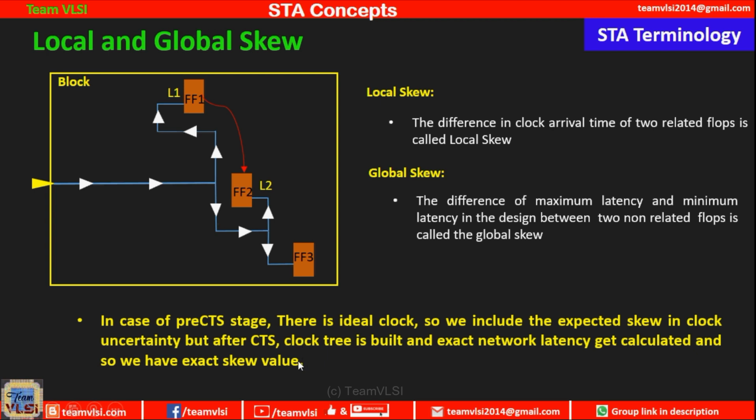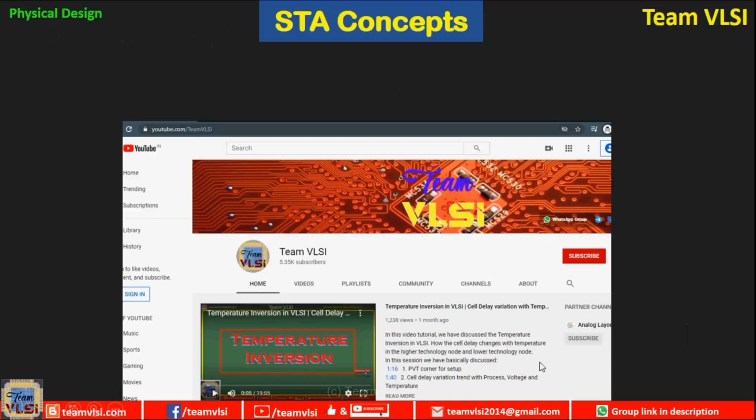And after CTS, our clock tree is built and routed, so the exact skew is calculated post CTS. So we can reduce our uncertainty. We can actually reduce the skew factor from the uncertainty, and that's why generally post CTS uncertainty is lesser than pre CTS uncertainty, right? So with this, I would like to conclude this session here.